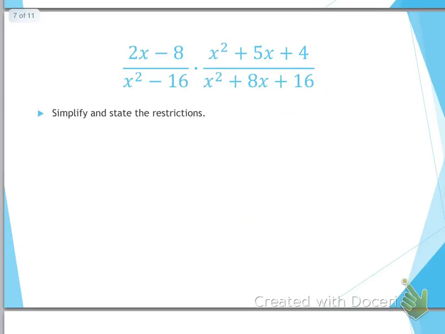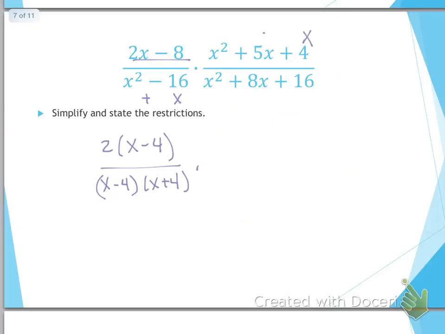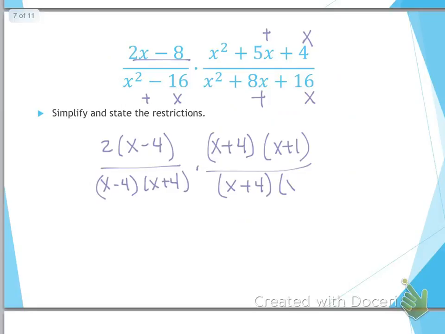Okay, so it looks like we got a GCF on top here of 2. So it will become x minus 4. Remember, you divide it out and put the 2 in front of the parentheses. What multiplies to get me negative 16 adds to get me 0? That's going to be a negative 4 and a positive 4. What multiplies to get me 4 adds to get me 5? A plus 4 and a plus 1. What multiplies to get me 16 adds to get me 8? That is going to be a positive 4 and a positive 4.